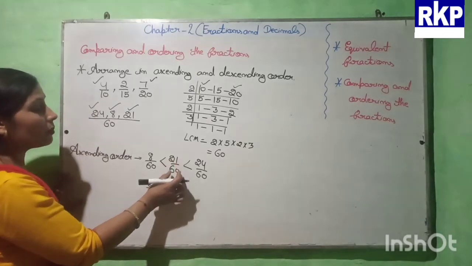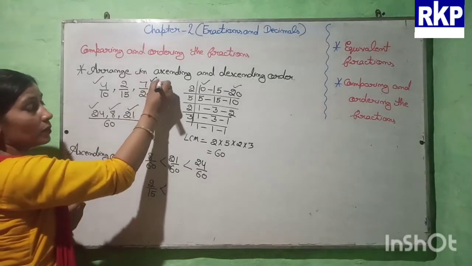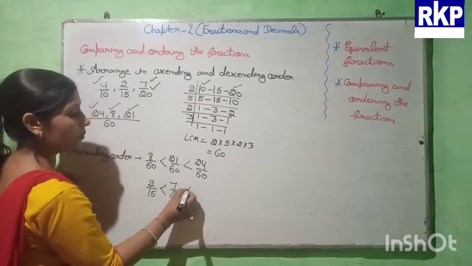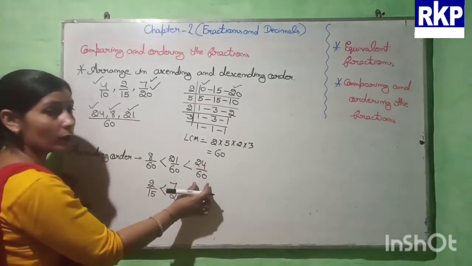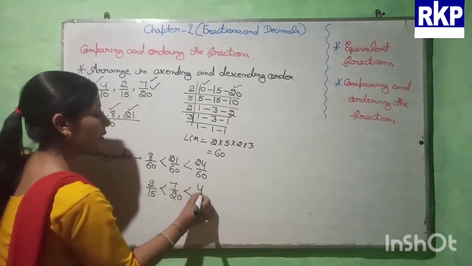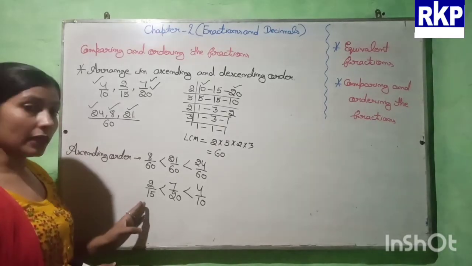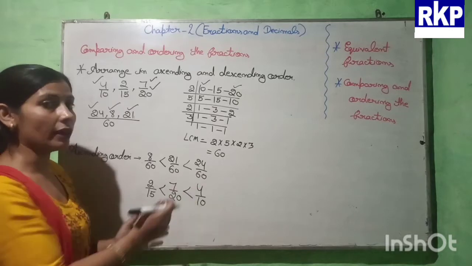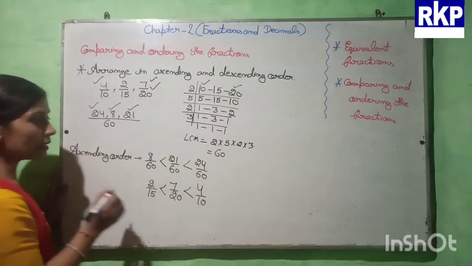So this 21 by 60, this 21 we have obtained from this. So here we will write 7 by 20. Now 7 by 20 is smaller than which? 24 by 60. 24, we have obtained from this 4 by 10. So this is our answer. 2 by 15 is smaller than 7 by 20 is smaller than 4 by 10. Okay. Now let us arrange according to descending order.